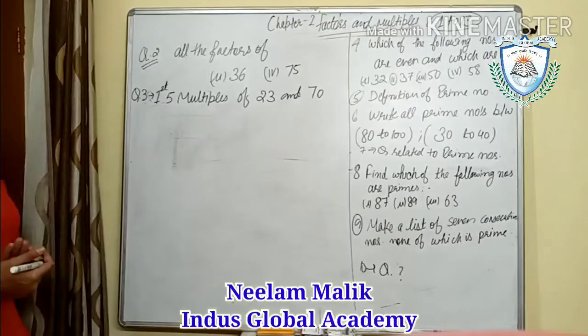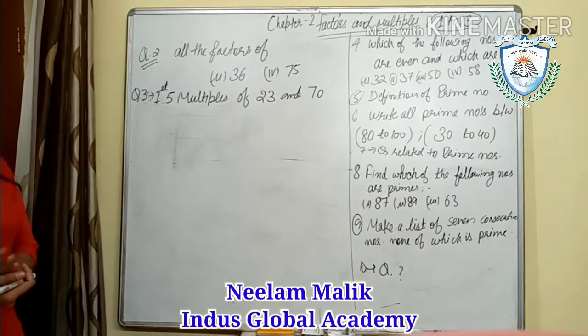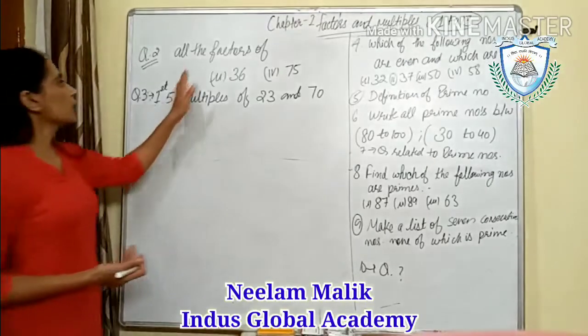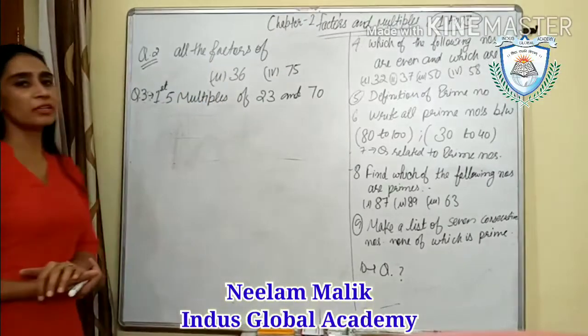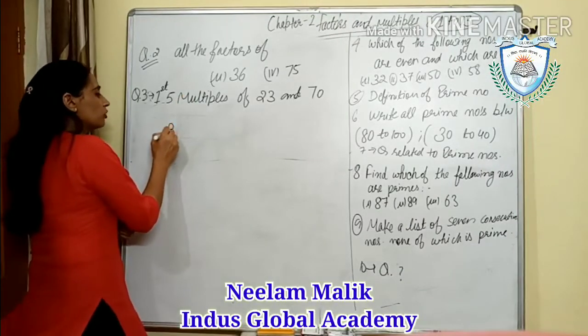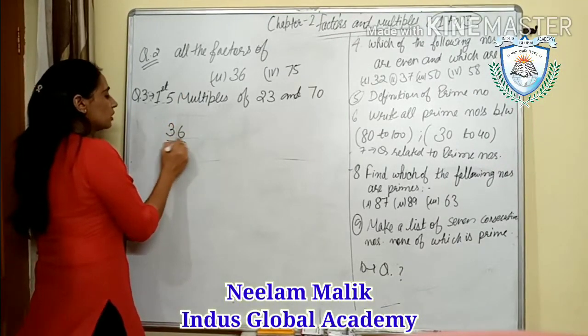Question number 1 is about the definition of factors and multiples. You will write their definitions. In question number 2, we have to find all the factors of the given number. I have taken the second part, 36. We have to find the factors of 36.